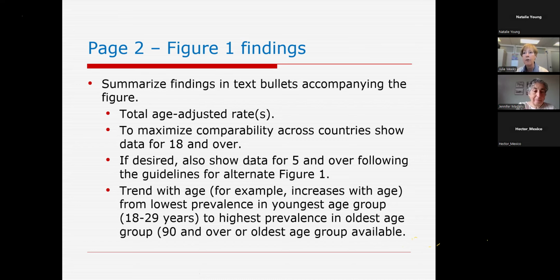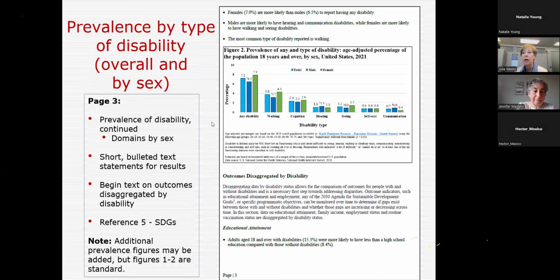So that's page 1, figure 1. Let me move to page 3, where generally speaking, figure 2 will be presented. And this is another prevalence figure. In this case, we're not showing by age group.